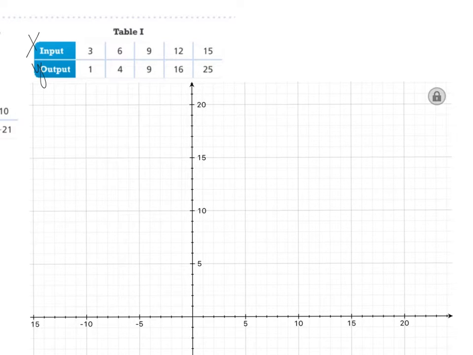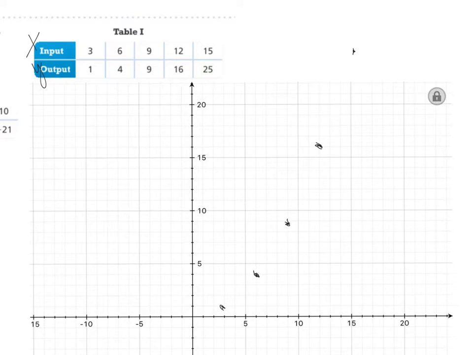We've got 3, 1, 6, 4, 9, 9, 12, 16. And sometimes it's hard to tell at first, but as we get more points, we might be able to detect this. 15 and 25 is going to be up here off the chart somewhere.